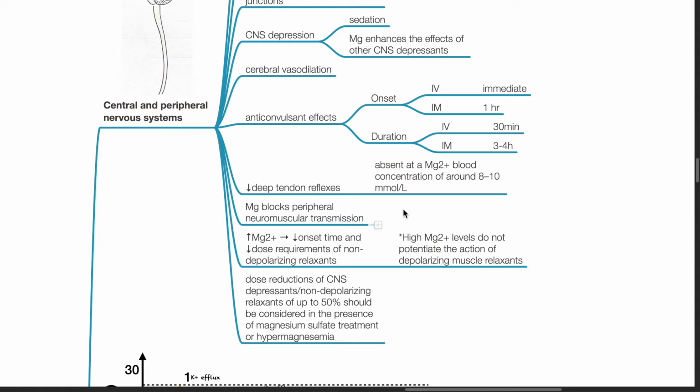Magnesium blocks peripheral neuromuscular transmission. Magnesium reduces the onset time and dose requirements of non-depolarizing muscle relaxants. However, magnesium does not potentiate the actions of depolarizing muscle relaxants. Dose reductions of CNS depressants and non-depolarizing relaxants of up to 50% should be considered in the presence of magnesium sulfate treatment or hypermagnesemia.